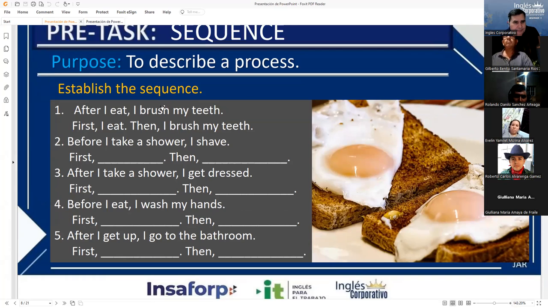Okay, here, after I eat, I brush my teeth. First, I eat. Then, I brush my teeth. Before I take a shower, I shave.